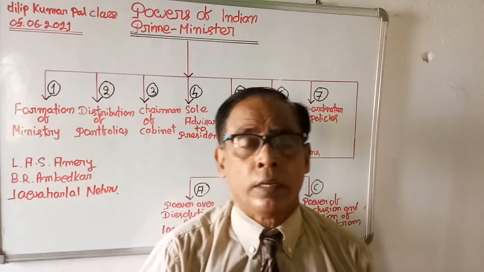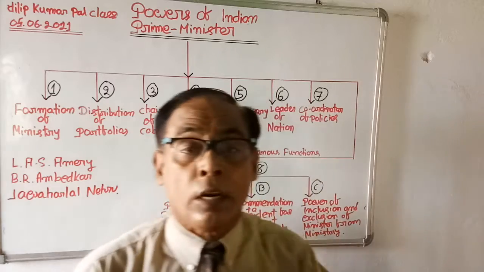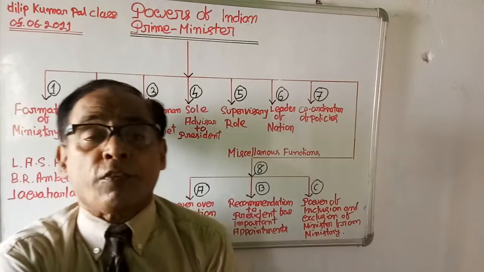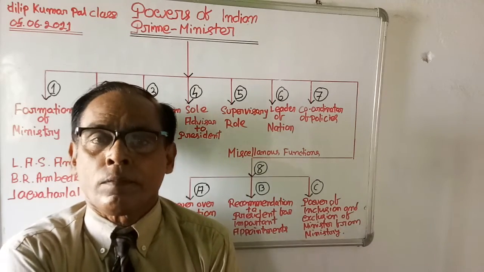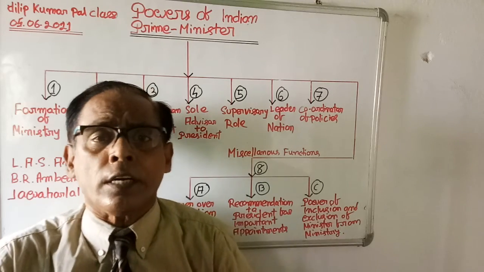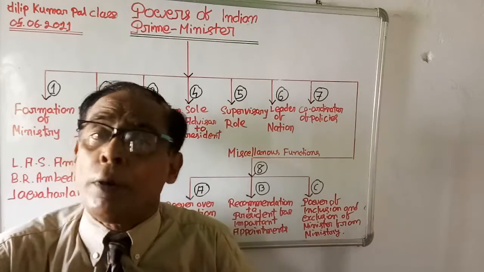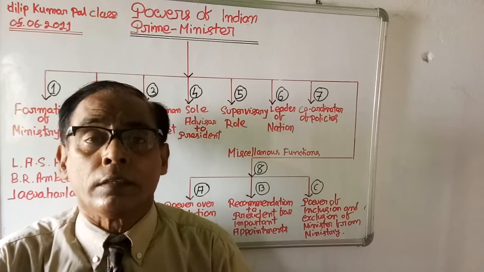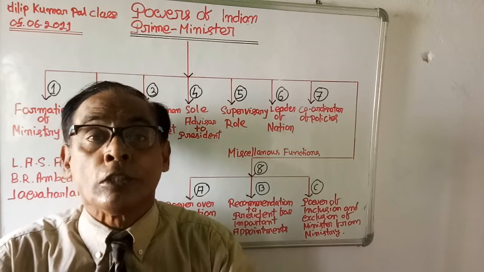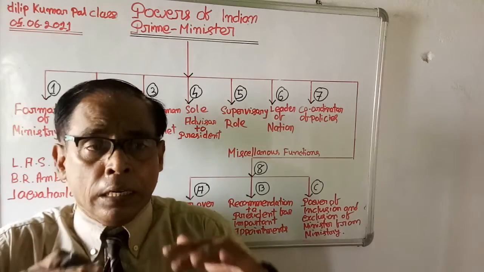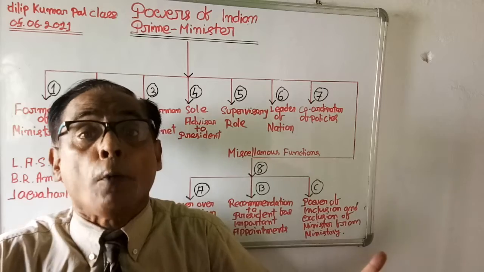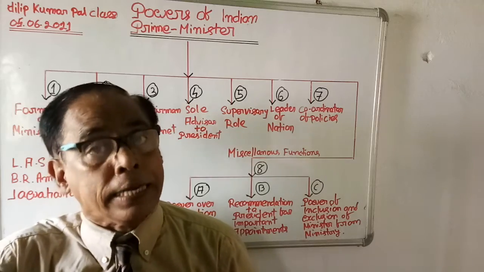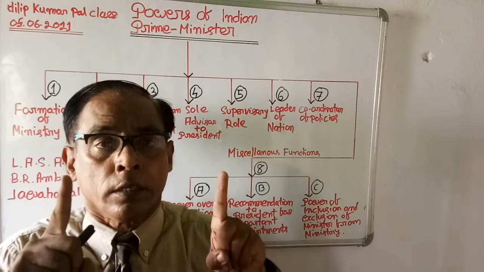And number five, another important function of the Prime Minister is the supervisor role. Supervisor role means the Prime Minister is the chief among ministers. Just like in a team, there is a captain. So the Prime Minister is the chief among ministers. So as a chief, he keeps a watch on the working of all ministers. How the ministers are working, in which manner they are handling the situation, the Prime Minister always keeps an eye.